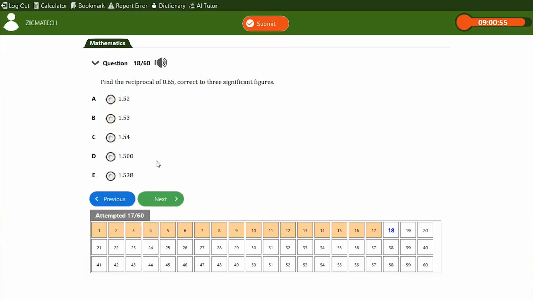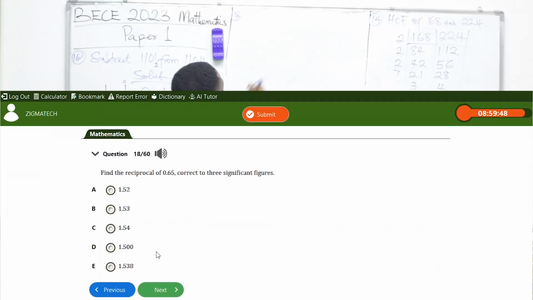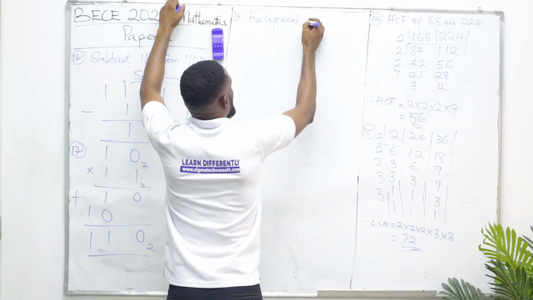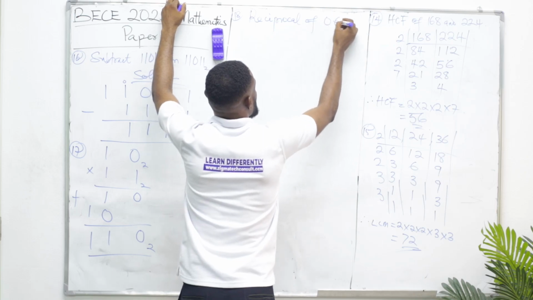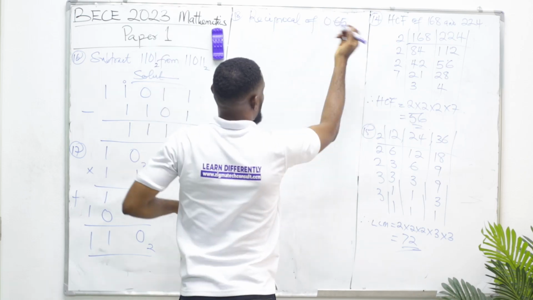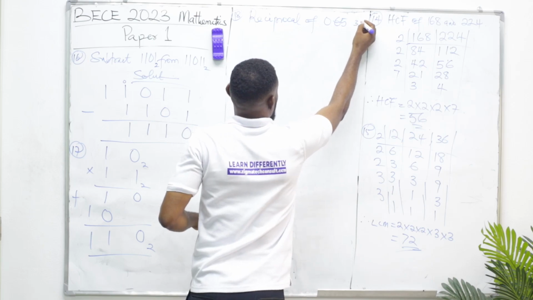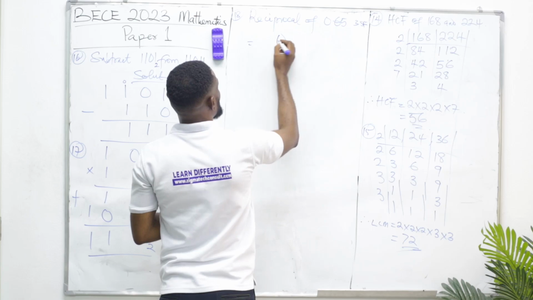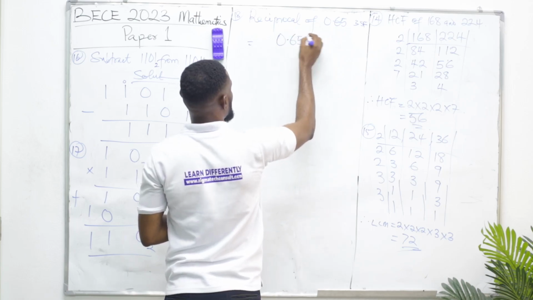Find the reciprocal of 0.65 correct to 3 significant figures. So let's do that. All right, so we have the reciprocal of 0.65. They say correct to 3 SF. All right, so this is equal to 0.65.